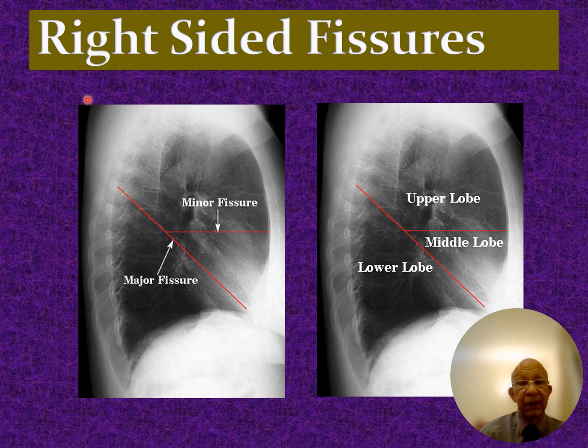And you can see the border between the right upper lobe and the middle lobe is the minor fissure. The border between the right upper and middle lobes and the posterior lower lobe is the major fissure, or sometimes called the oblique fissure.